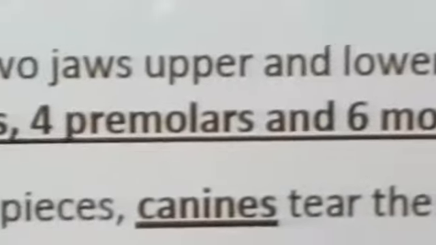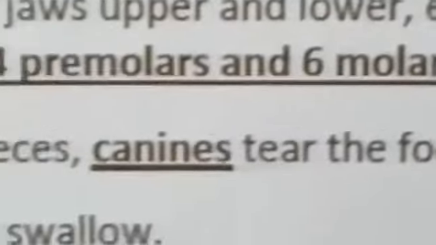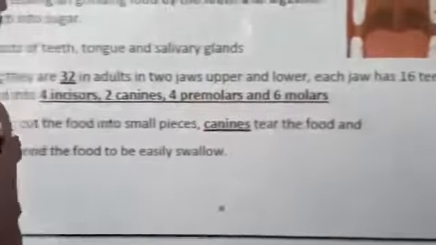And we have 10 molars divided into premolars and molars. Where are the 10 molars? We have premolars 1, 2, 3, 4. These are the 4 premolars. Premolars are the small molars, and 6 molars, the big molars, we call them molars. So we have 4 incisors, 2 canines, and 10 molars.